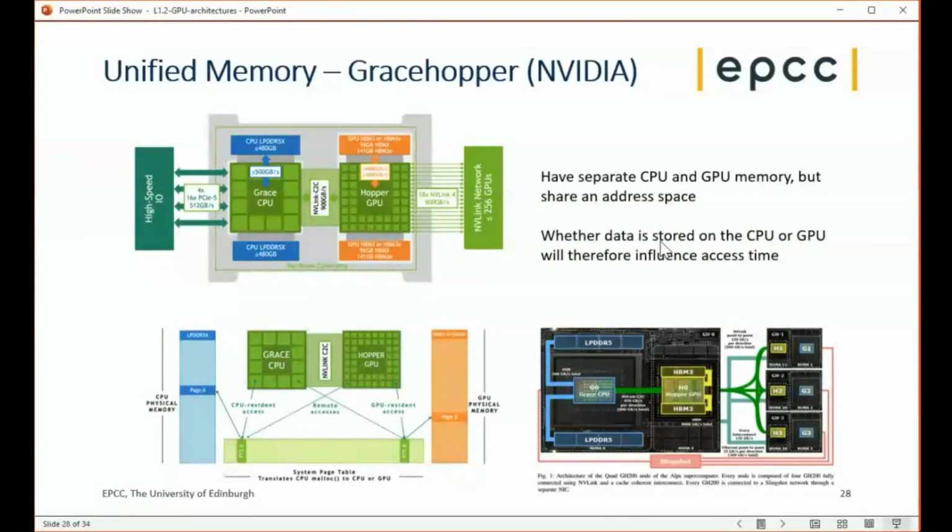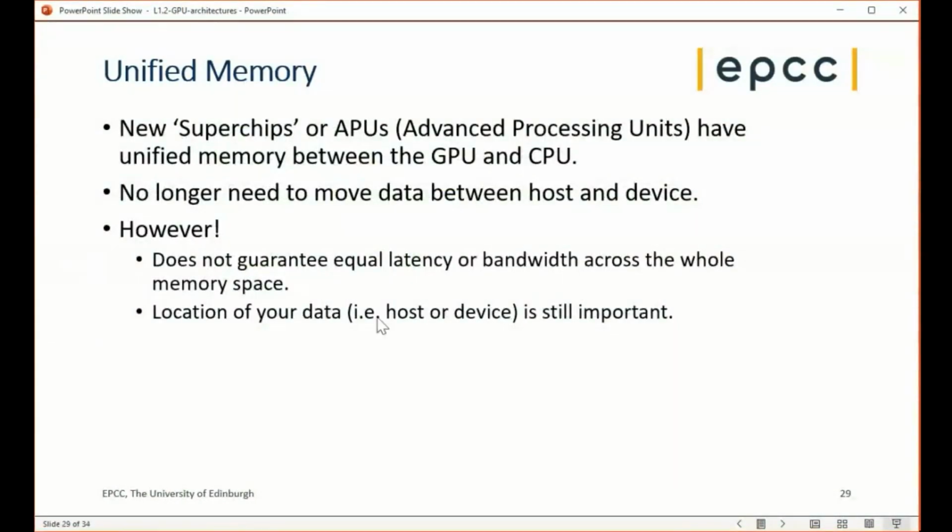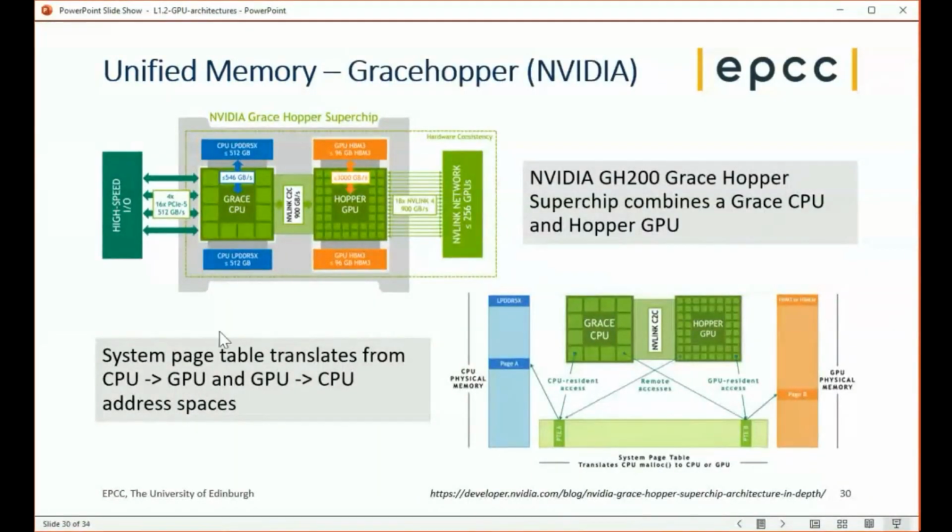So where the data is stored, on CPU or GPU, will influence access time, but it is much simpler. You don't have to explicitly transfer it. So these superchips have unified memory between the CPU and GPU. You don't need to move data between the host and device. However, the location still does matter. The way it works is that the memory system translates between CPU and GPU address spaces.